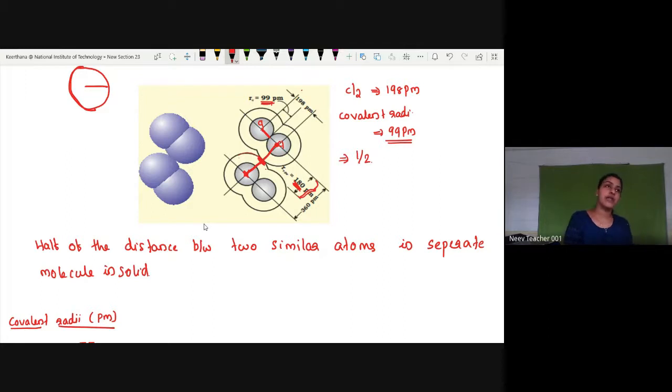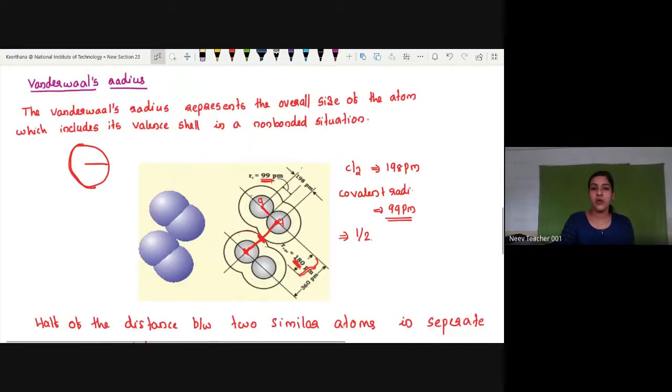As we know, the bond length is expressed in picometer or angstrom, and it can be found using these techniques: X-ray diffraction techniques, spectroscopic techniques, and electron diffraction techniques. So we find the covalent radii, van der Waals radii, and the bond length, all using these three types of techniques: spectroscopic, electron diffraction, and X-ray diffraction.